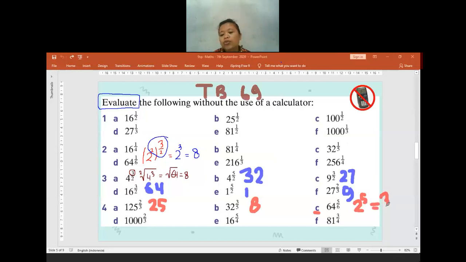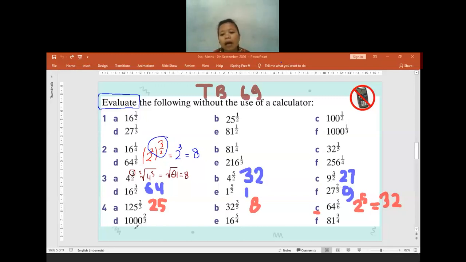Yeah, you're correct. You do 64 to the power of 1 per 6, you finish it first, you have 2. And then after that, 2 to the power of 5, the answer is 32, not 16. But thank you for trying.